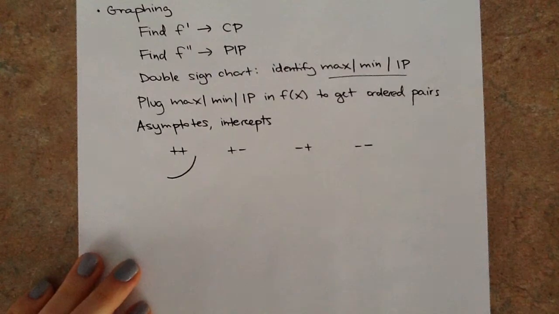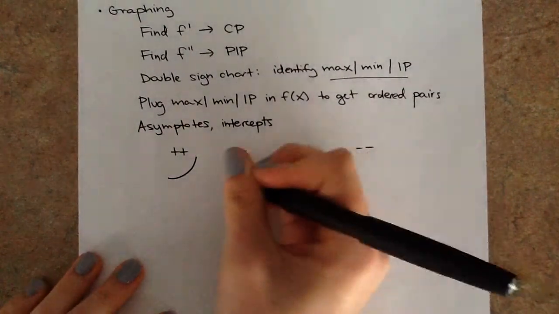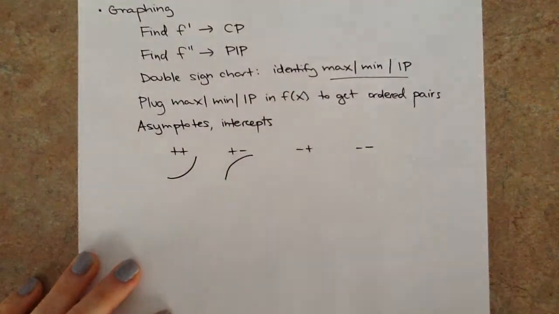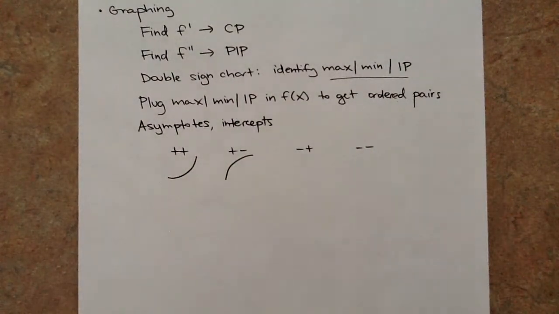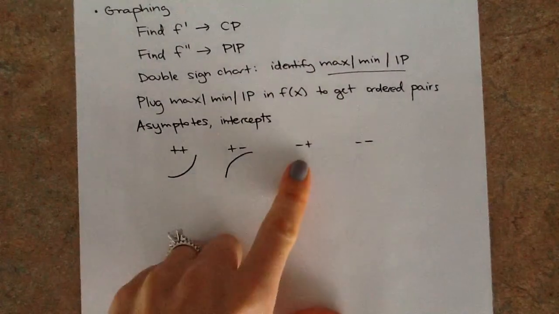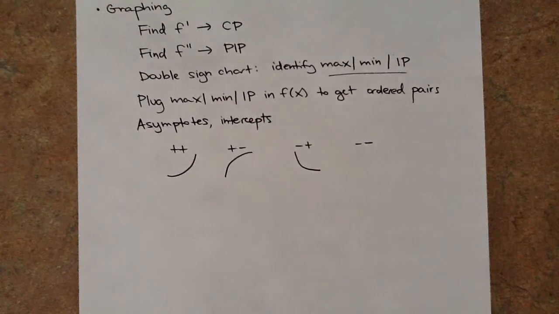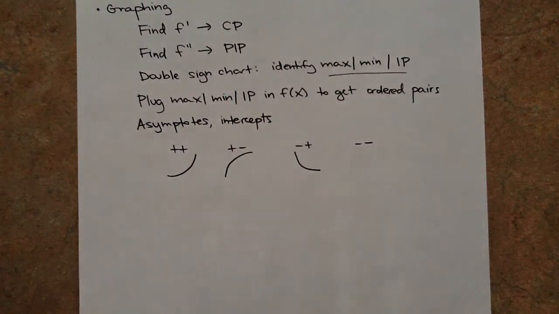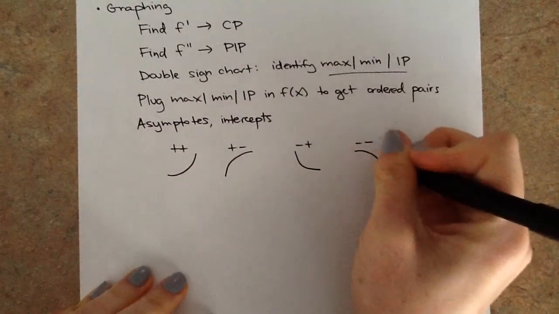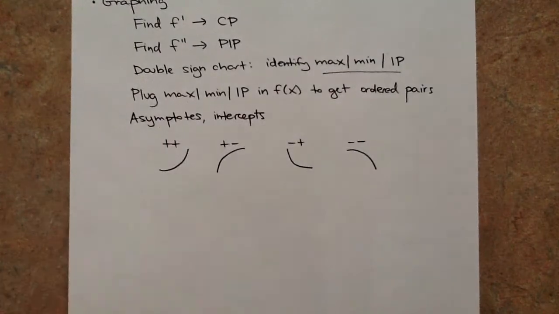Picture the right half of a normal parabola. Increasing and concave down would look like that. Picture that as the left half of a downward parabola. Decreasing and concave up would be like the left half of an upward parabola. And then decreasing and concave down would be like the right half of a downward parabola. So don't memorize these different pieces. Just picture the parabola that you're graphing.